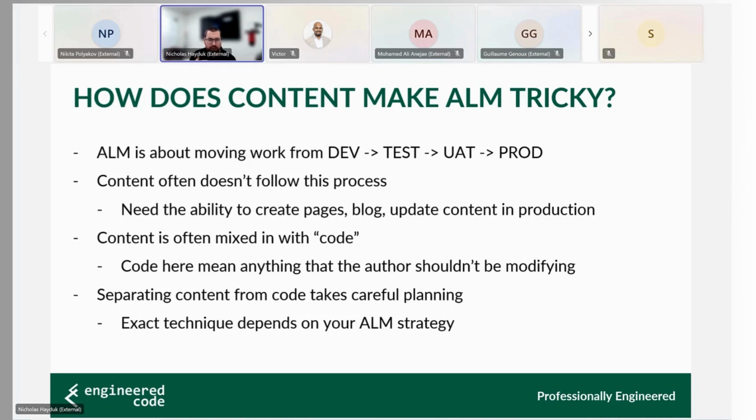So ALM is tricky because you can't just move over your entire site generally. Generally, there are bits of your content that are updated directly in production, so dev is not necessarily in sync. And so if you were to deploy everything from your dev environment, you're going to overwrite the new content in production. And so to solve that, we generally have to separate content from code and be very careful about what we push between the environments. And again, we'll talk more about that on Thursday.